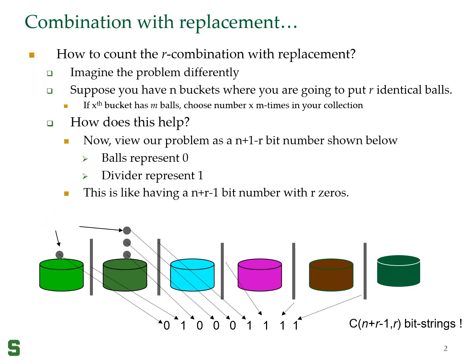So we are going to say if the xth object has m balls, then we are going to choose x m times in our collection. So if I look at this, the first object I'm going to select 1 time, the second object I'm going to select 3 times, and so on and so forth. So how does this happen?